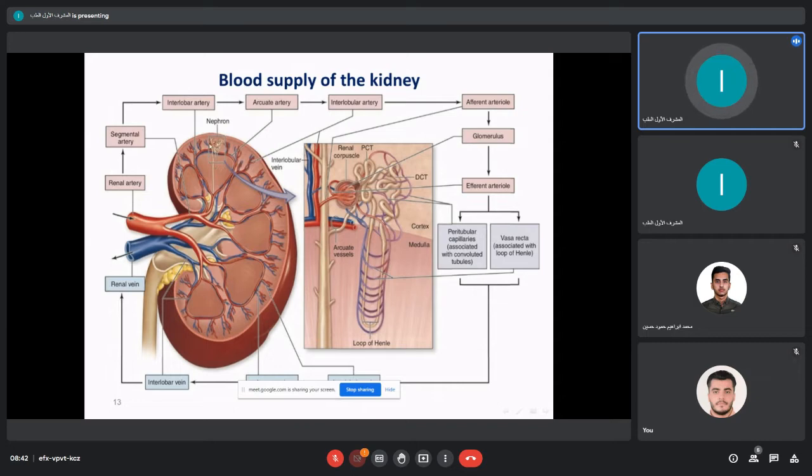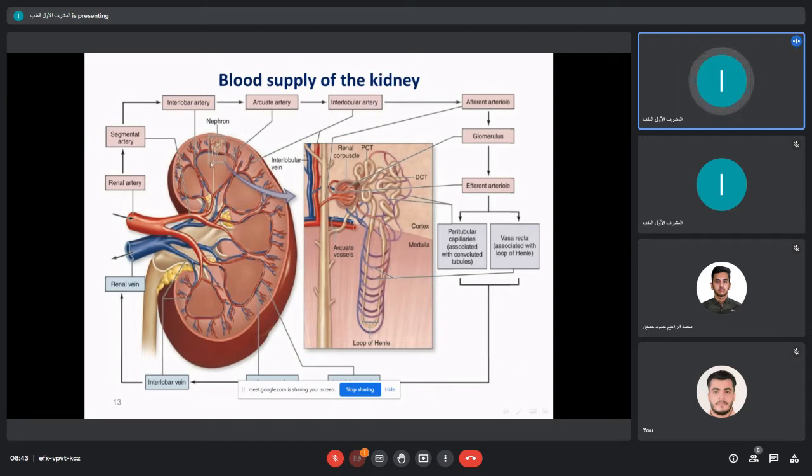The lobe consists of the renal pyramid and the adjacent extension from the cortex, which is the renal column, together called the lobe. So this branch that runs between those lobes is called the interlobar arteries. Then this interlobar artery will branch here to give an arc-like artery. Therefore, it is called the arcuate artery.